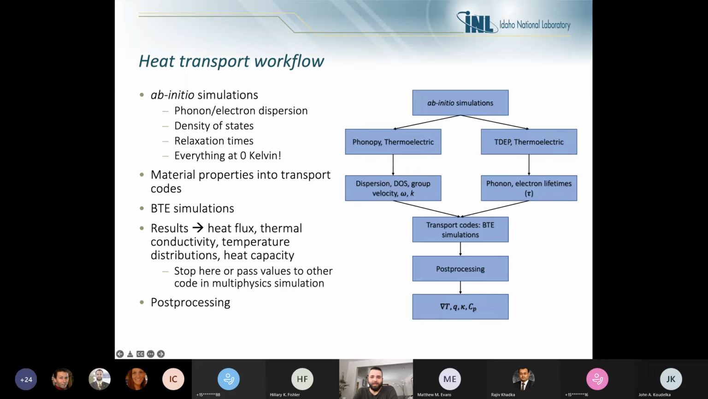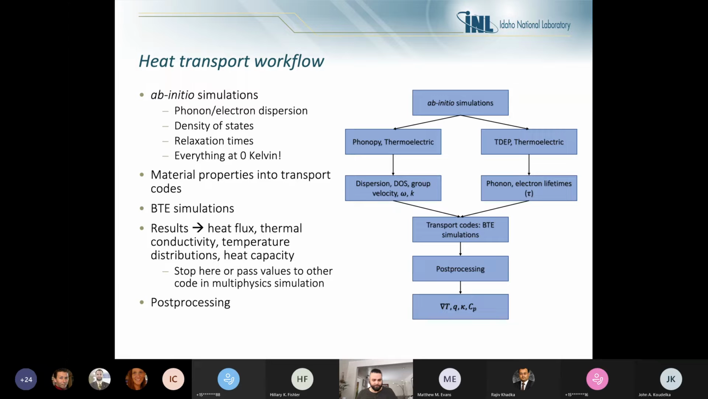I'll get into this flowchart a little bit here. Once those ab initio simulations are going, we then use codes called PhonoPy and thermoelectric. These essentially parse and convert the data from the ab initio simulations to things that are usable in a transport method. Once we have these things, they're passed to the transport codes, that's where I come in. I'll talk about that a little bit later as well. We pass this into our Boltzmann transport equation simulations, and we get out things like heat flux, thermal conductivity, temperature distributions, and heat capacity. These are all useful quantities that we can use at the engineering scale.